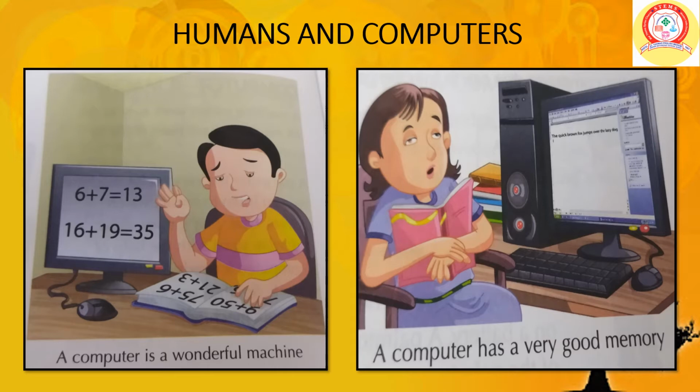A computer has a very good memory. It never forgets the information stored in it. But humans can forget the information stored in their mind. A computer does not have any feelings and cannot take any decisions. But humans have feelings and can take decisions. So by this you can see that there are many differences between computers and humans.